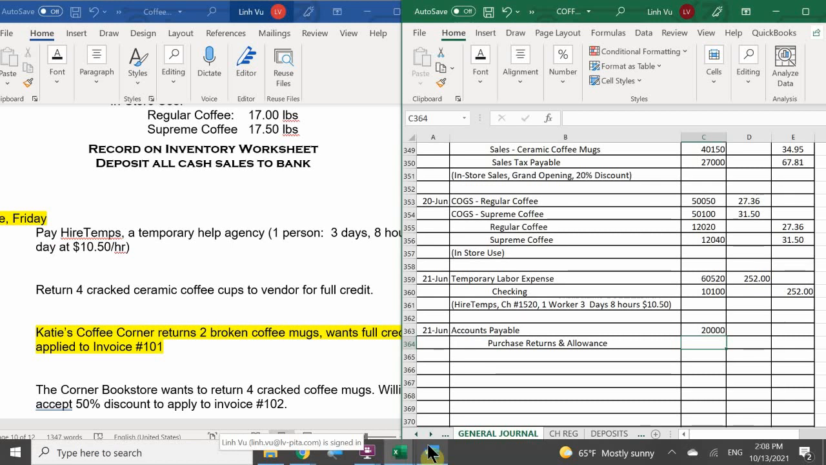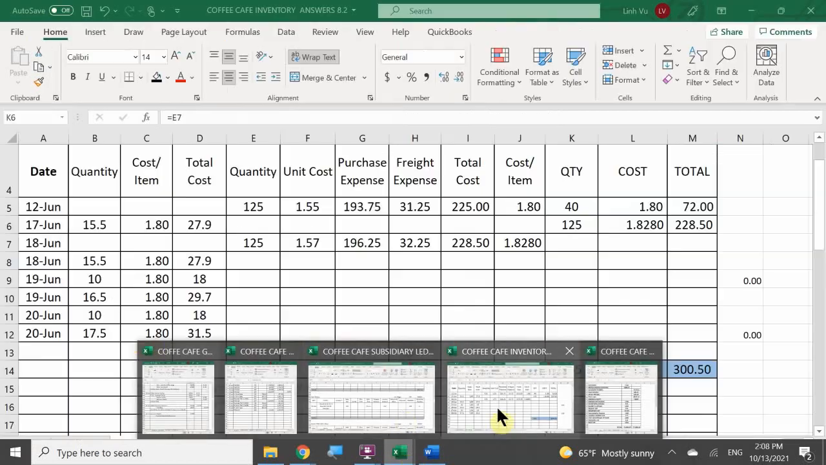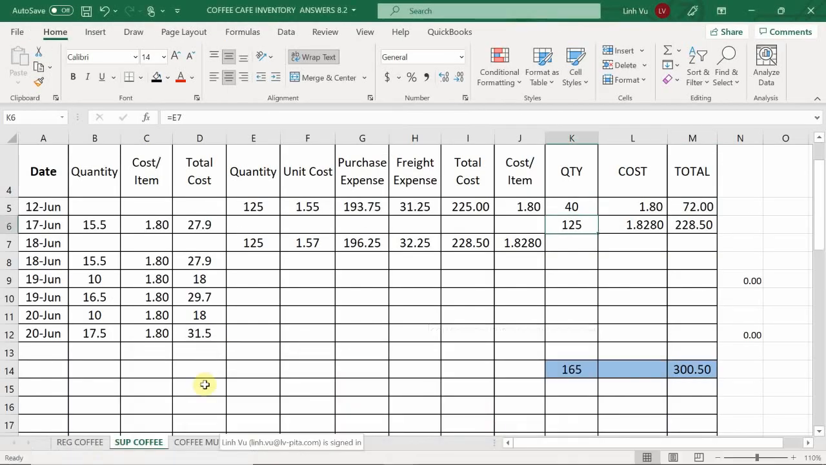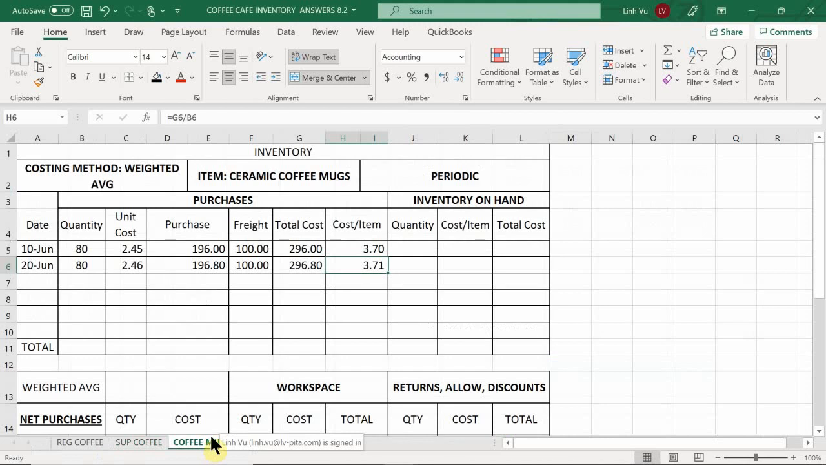Good, correct. So let's take a look. When we go to my inventory worksheet and I click on my coffee mugs, right? Our assumption is, do you think we can return something that we bought on the 10th? Can I return something that I bought on the 10th? You can? I don't think so.